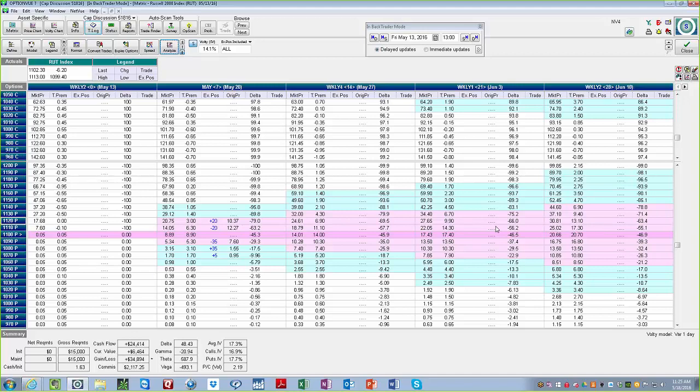Okay, Rocky asked, rolling everything up seems like a really big bang adjustment. How do you do it and minimize slippage?